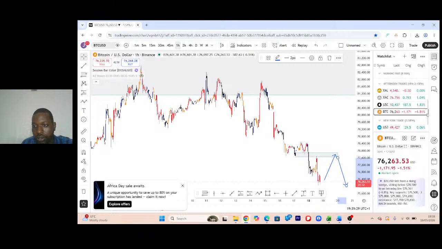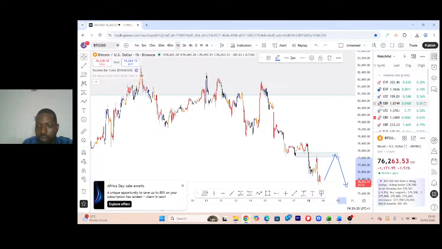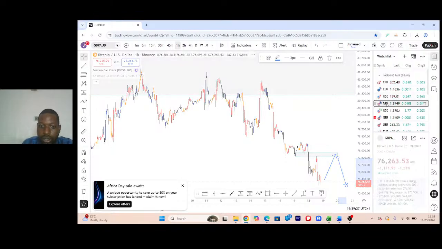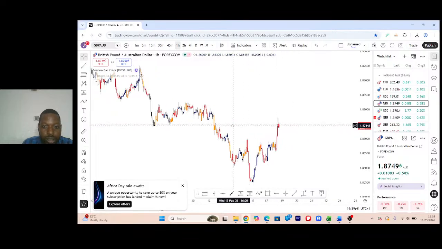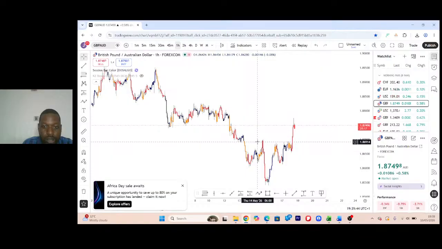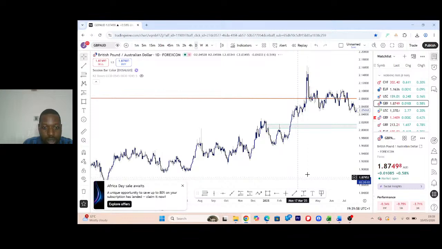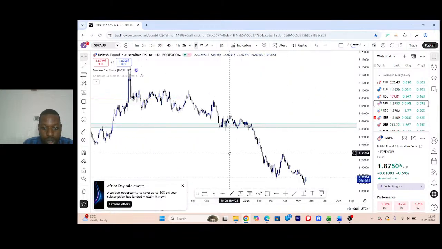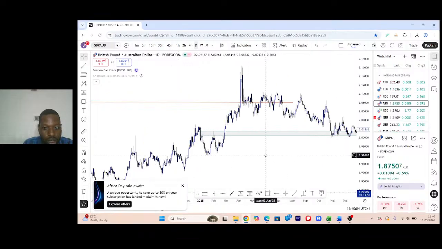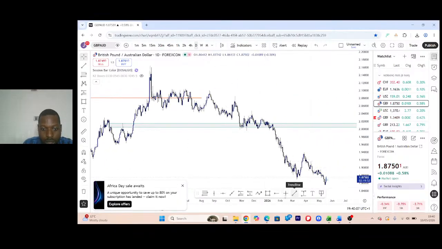Okay, so the next pair that we'll look out for is GBPJPY. So this is GBPJPY. Looking at this 1 hour time frame, let's check the general bias for the week. Let's see where it's actually reacting from.